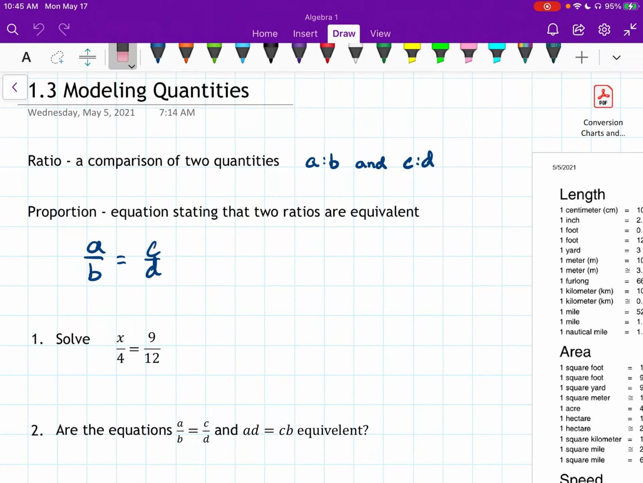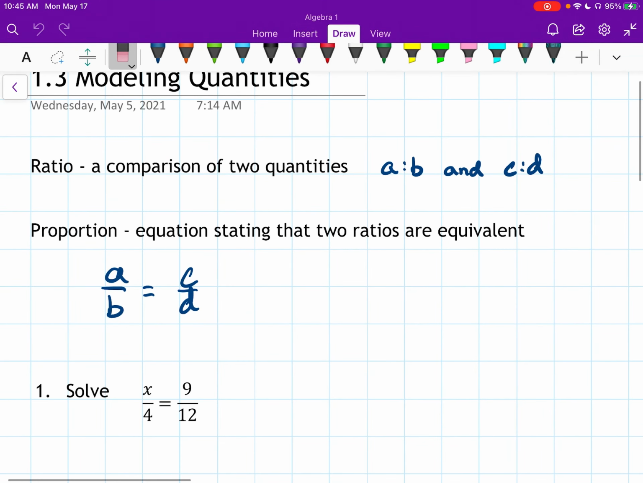Okay, 1.3 modeling quantities. Here we're going to talk more about units and how we can use units and ratios. Starting off, we have a definition. A ratio is a comparison of two quantities. Normally we use a colon, the two dots right above each other. Here we have written A to B, and we read it with the word to: A to B and C to D.